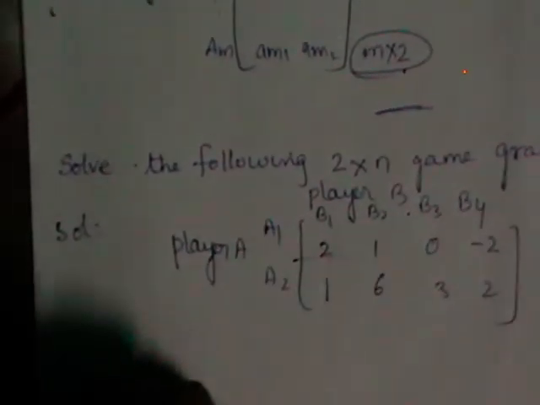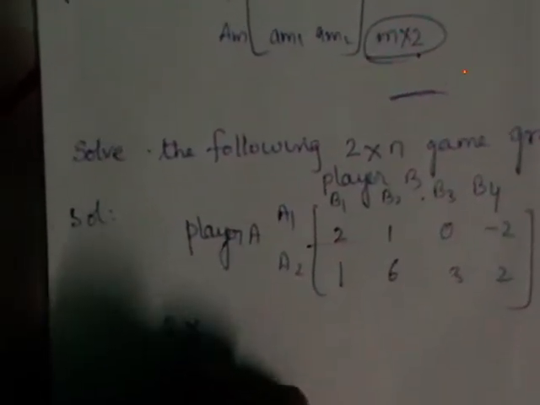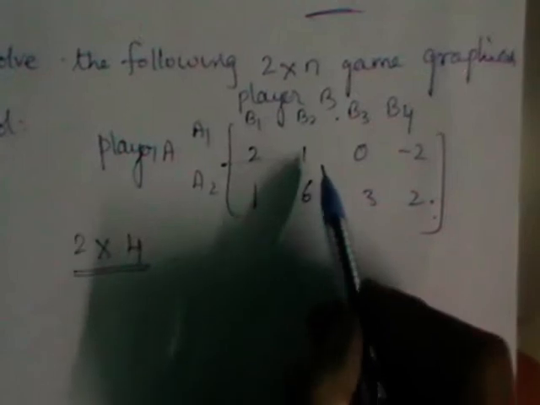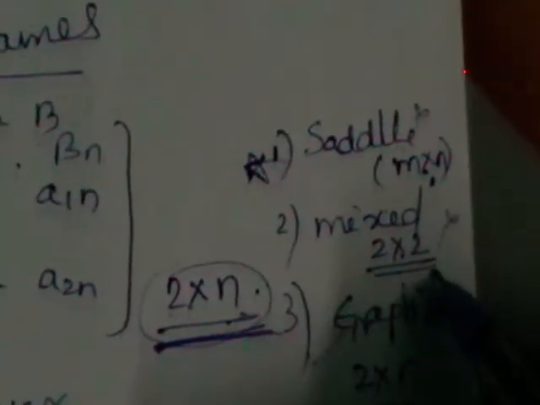What is the order of the matrix here? This is of order 2 by 4. So we can use the saddle point here. You check whether it has a saddle point or not. Saddle point means maximin should be equal to minimax. So clearly it doesn't have a saddle point. As it is not a 2 by 2 matrix, you cannot go for the mixed strategies. So these two methods have failed. It doesn't have a saddle point, and it's not of order 2 by 2.